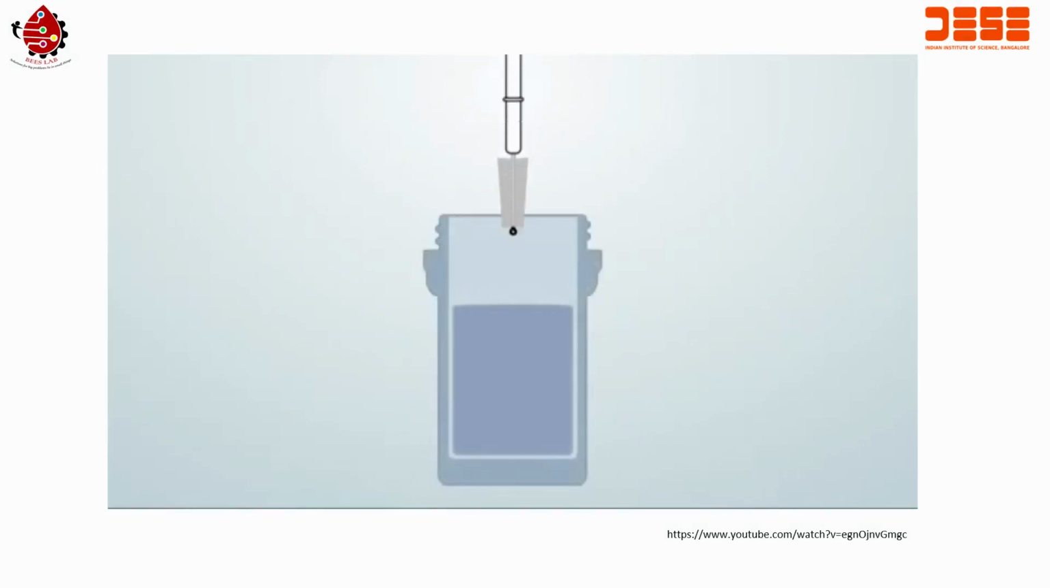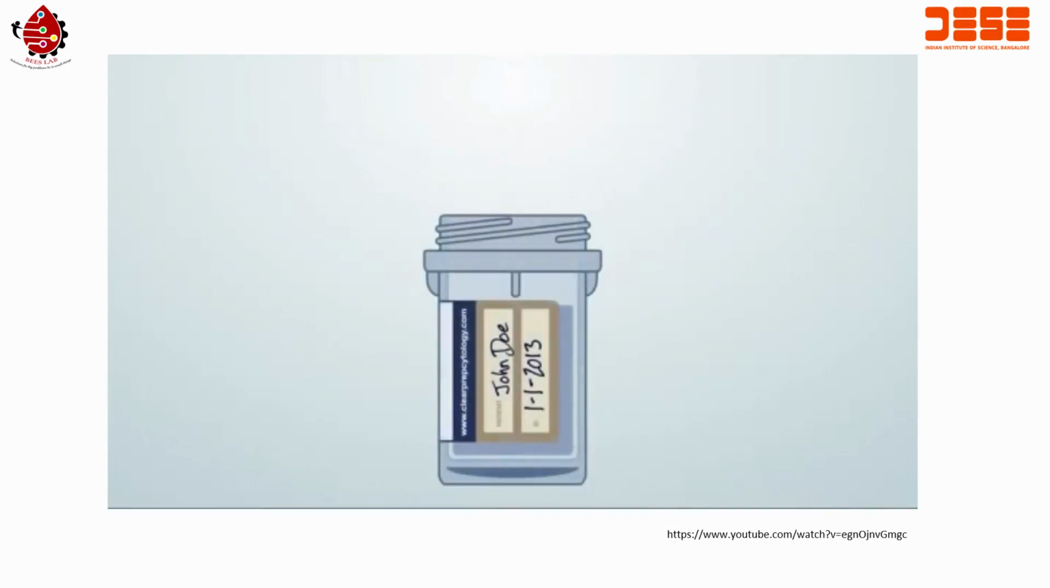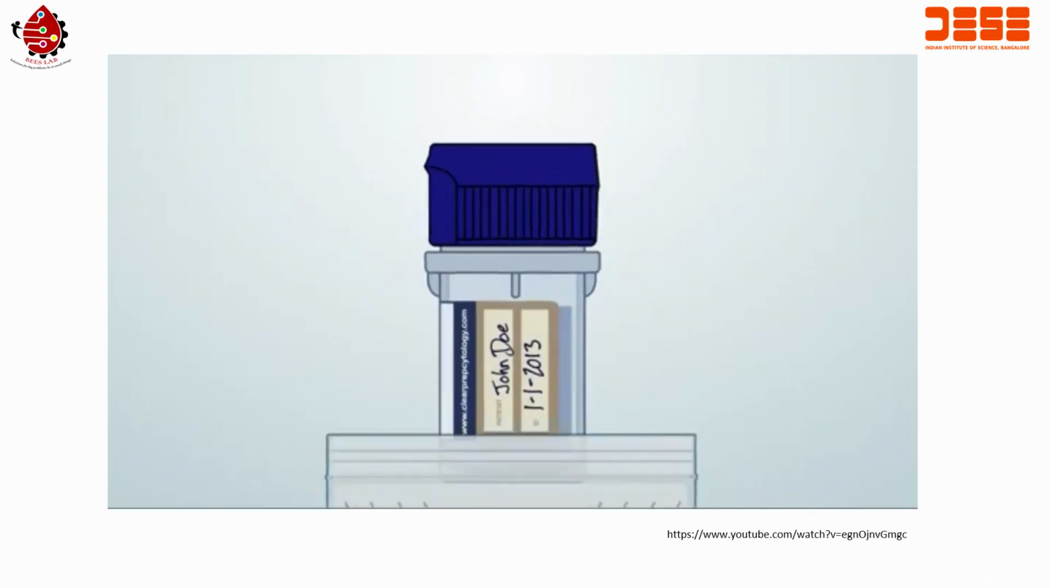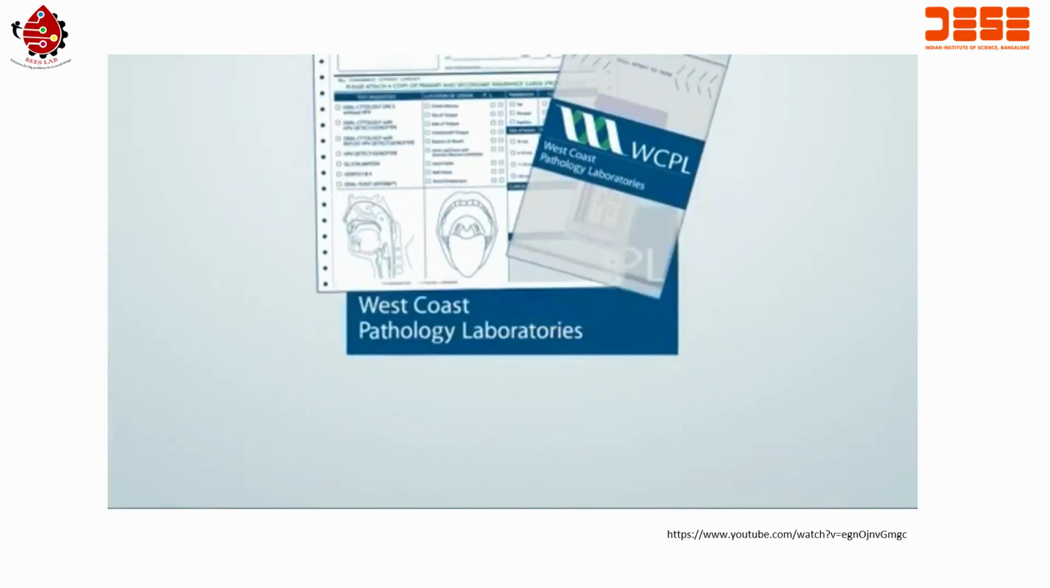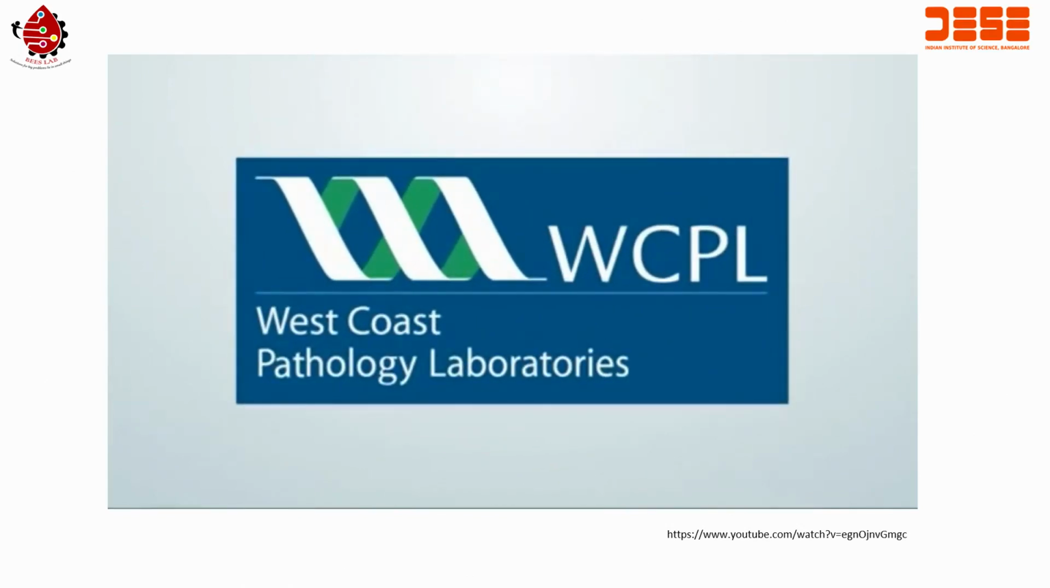Next, place the brush into the collection vial fluid. Quickly open and close the cannula over the brush several times while submerged, using a plunging motion to remove all cellular material from the bristles. Discard the brush, replace the lid and tighten. Place the vial into the specimen bag with completed requisition form and forward to West Coast Laboratory for analysis.